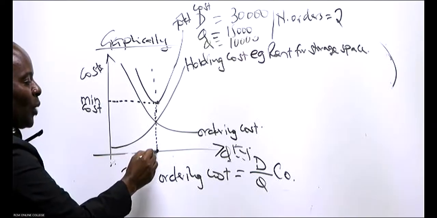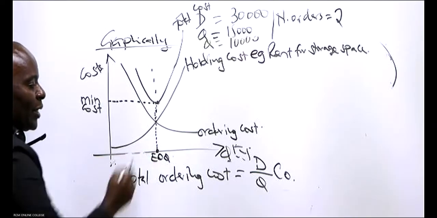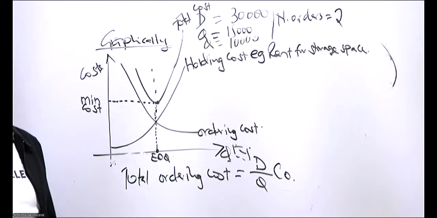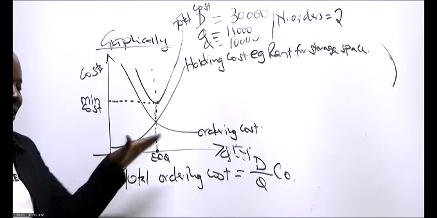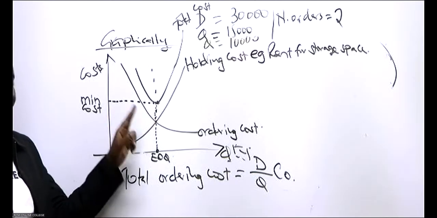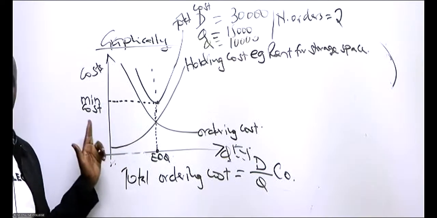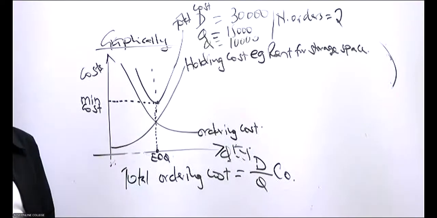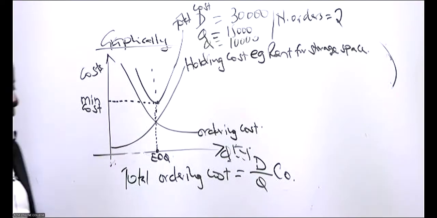This is the one that will lead to what we call economic order quantity. This is what will lead to what we call EOQ. We have many quantities, but should we acquire the one that leads to minimum cost, then we enjoy what we call economic order quantity.